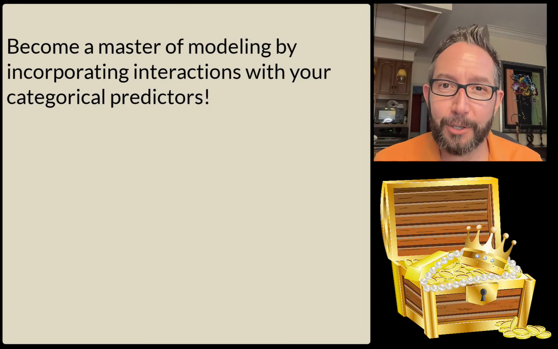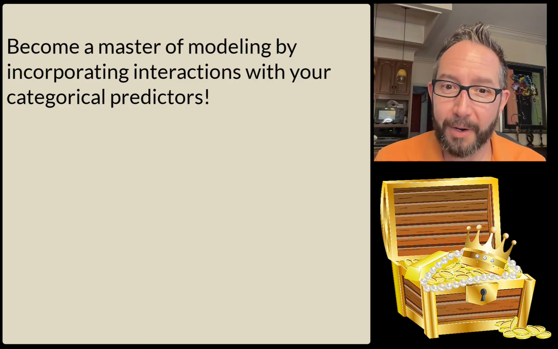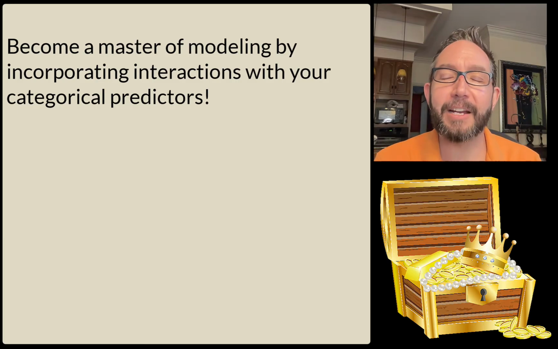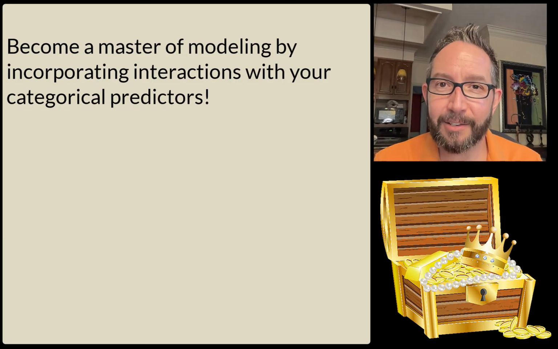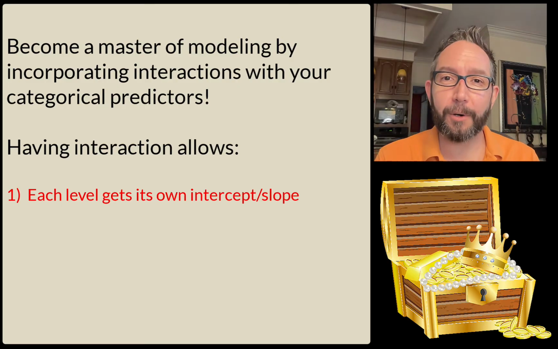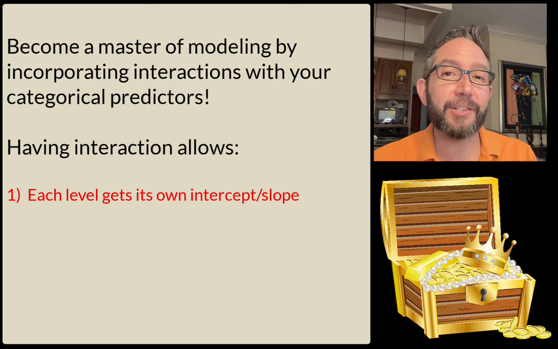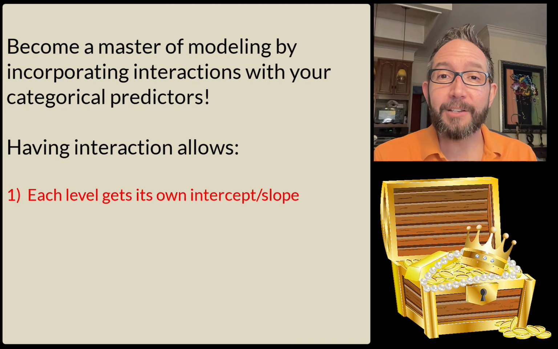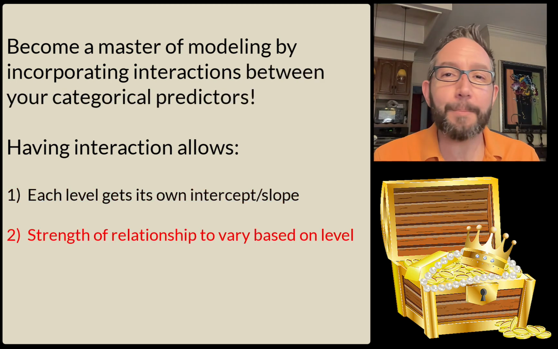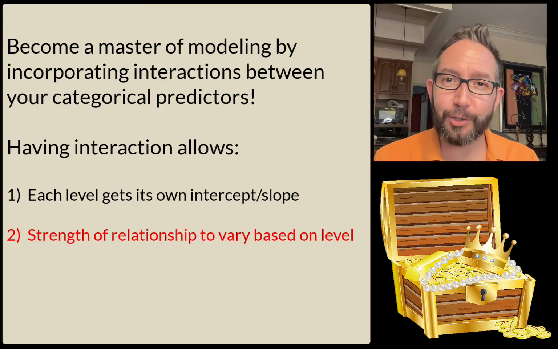So there you have it, incorporating interactions between our variables when one of them is a categorical variable is an essential tool that you need to know to come up with a reasonable reflection of realities in business analytics. By incorporating that interaction, we're going to allow each level of our categorical variable to not only have different intercepts, but also different slopes to capture the possibility that the strength of the relationships might be different as we move from one level to another.